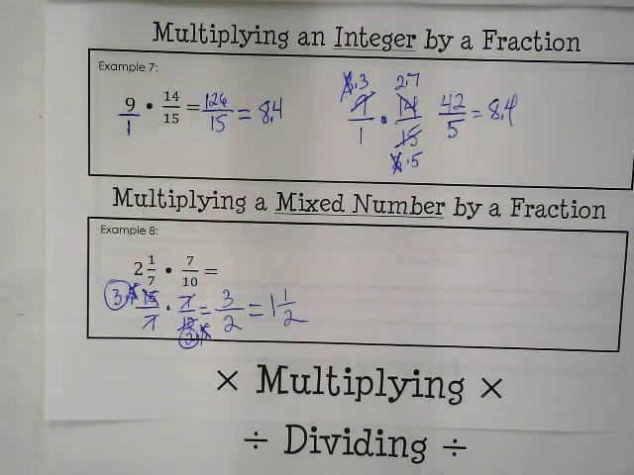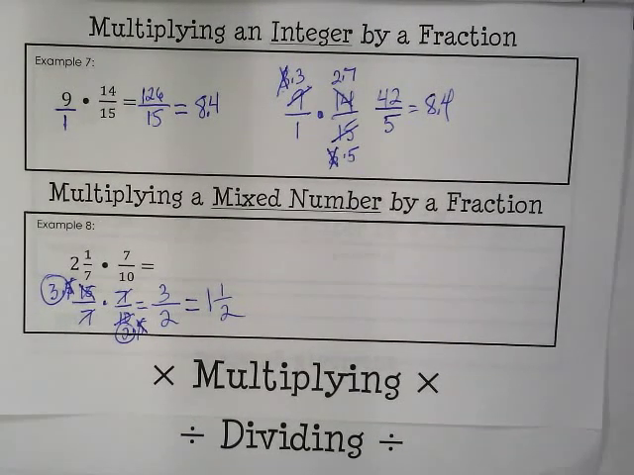And that's all it takes to multiply mixed numbers by a fraction. You just want to turn the mixed number into an improper fraction. We can see if we can cancel to try to make it easier than simplifying at the end. And that's all we have to do.